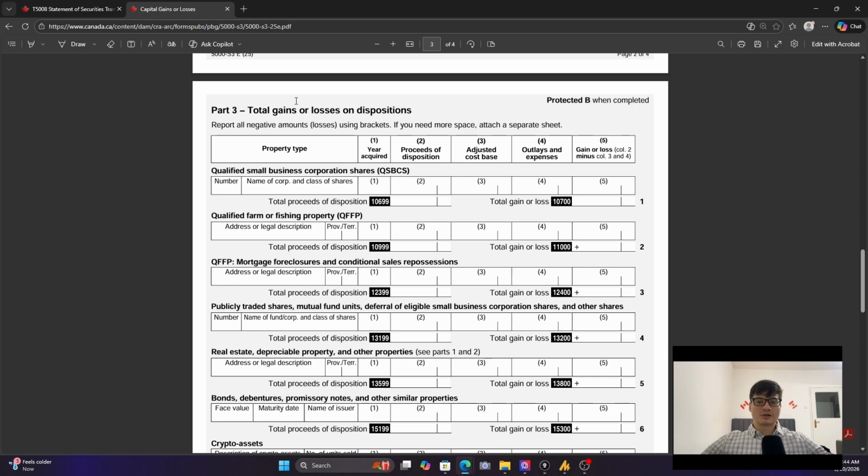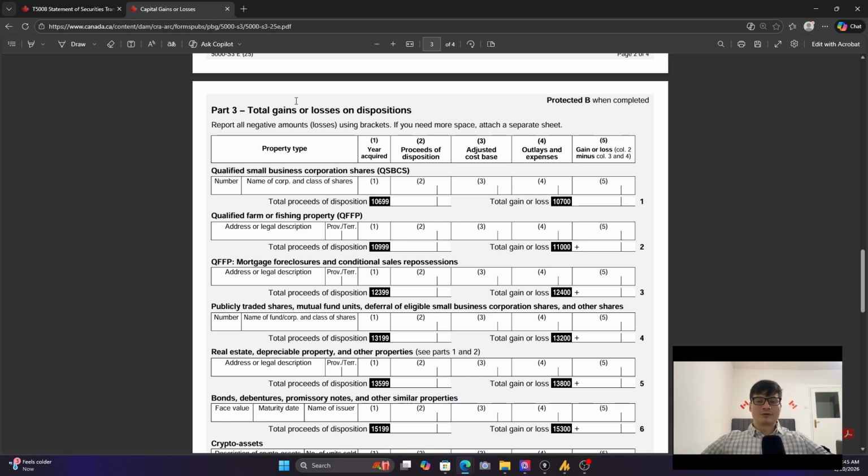For example, say we sold 1,000 shares of a company and received $30,000 in return. Because we received $30,000 in cash, that would be our proceeds of disposition. Our adjusted cost base, or ACB, is how much we paid for those shares when we bought them. How much did we end up paying? What is our cost base?